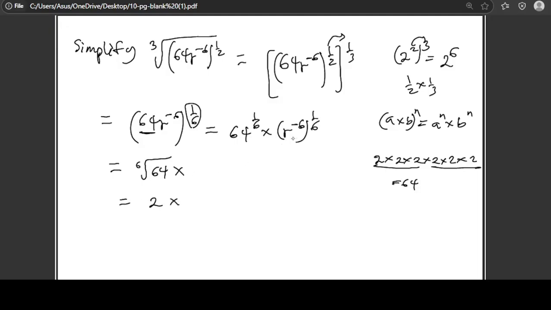As for r raised to the power minus 6, we're applying the same law to it. We have r raised to the power minus 6 times 1 over 6, and you simplify that: 6 and 6 cancel out. We have 1 left, r raised to the power minus 1. So 2 times r raised to the power minus 1. I simplify further by removing the negative sign from the r, so we have 1 over r. Then 2 times 1 over r is 2 over r.